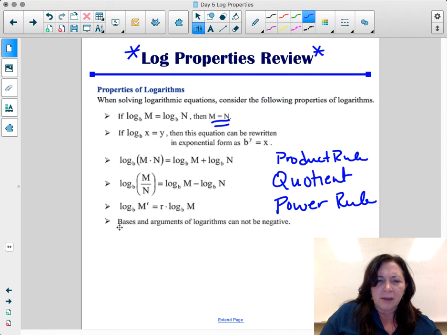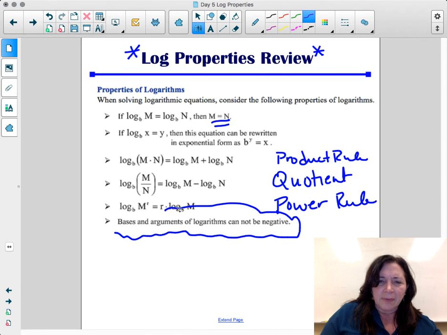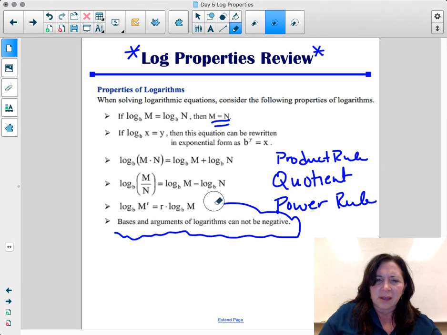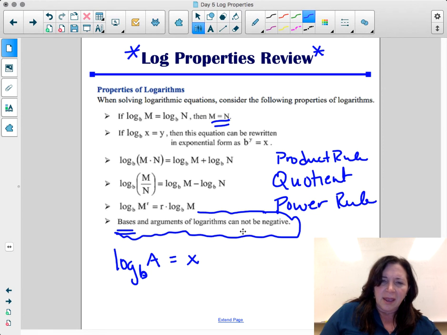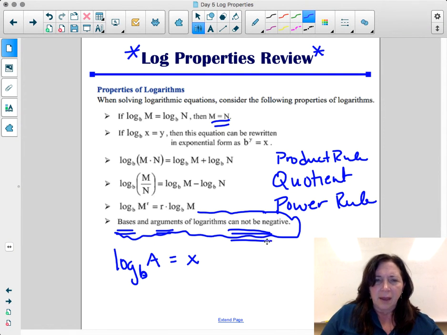Do keep in mind, this is really, really important, bases and arguments. Now remember where the arguments are. If I have log base b of, let's call it a for argument, is equal to x, then this is my base down here. See the little b? Bases and arguments. Here's my argument. Cannot be negative, ever.